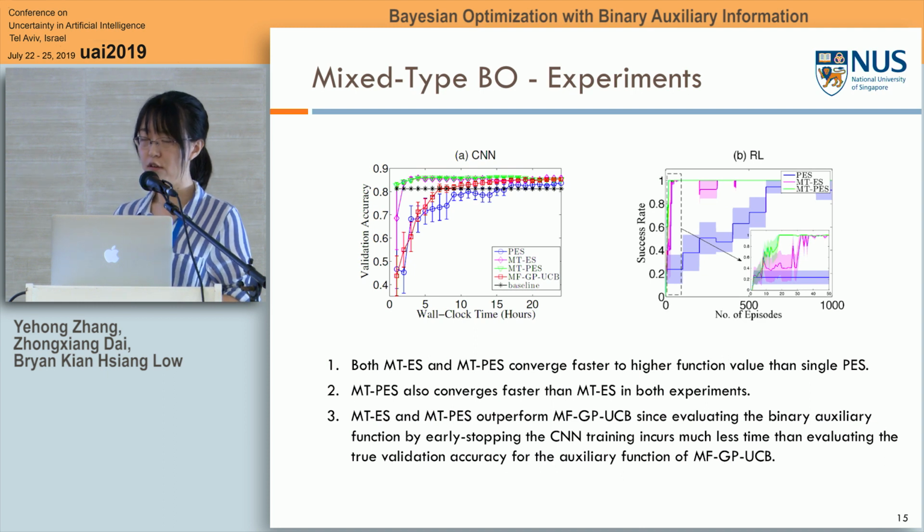We can observe that both mixed type BO algorithms converge faster to a higher function value than the single PES. And the mixed type PES converges faster than the mixed type ES because it has faster and better approximations. Then the mixed type BO algorithm outperforms the multi-fidelity GP-UCB in the CNN application, because when we do early stopping to collect the binary outputs, we can stop the training at a very early stage, and it incurs much less time than evaluating the true validation accuracy.